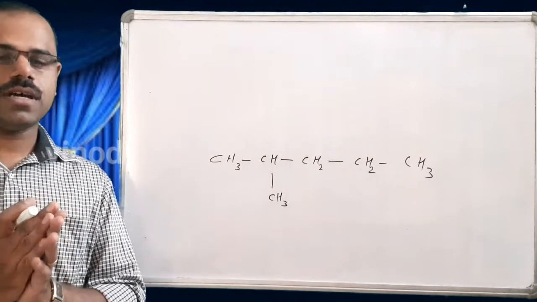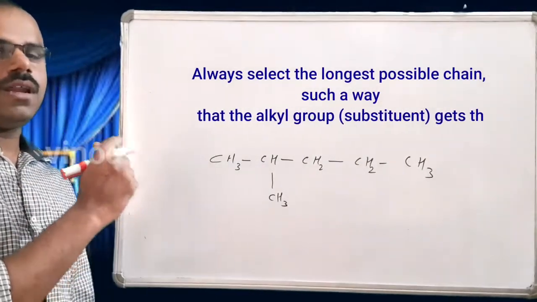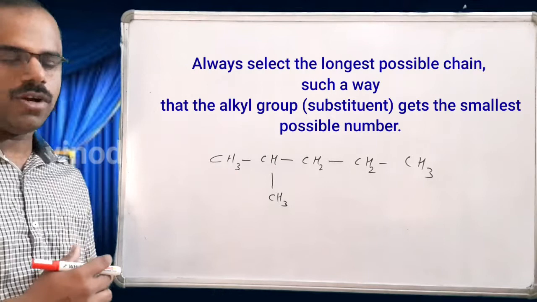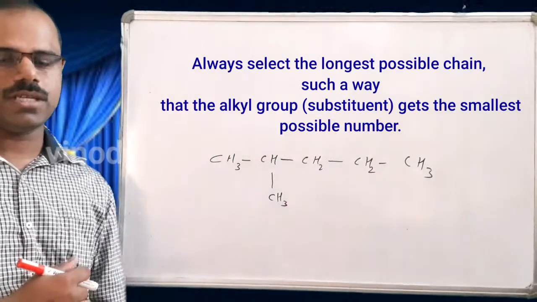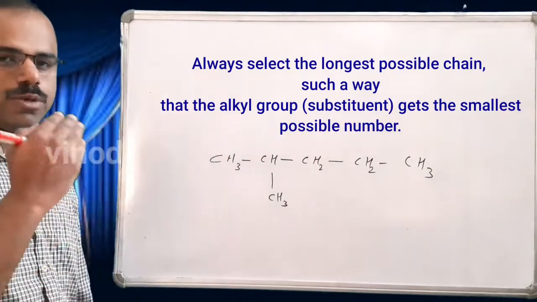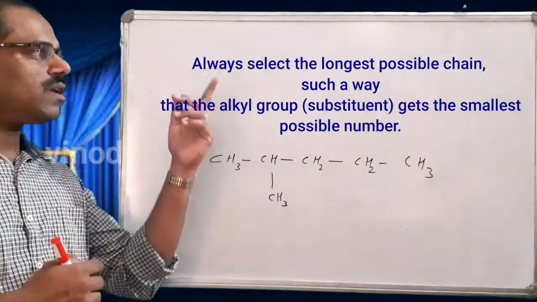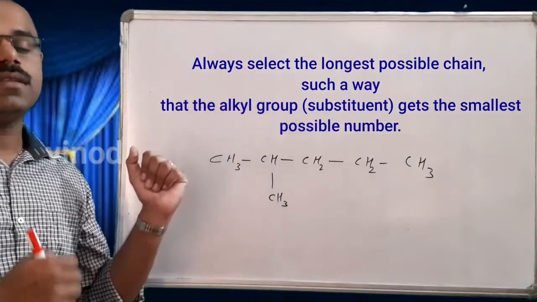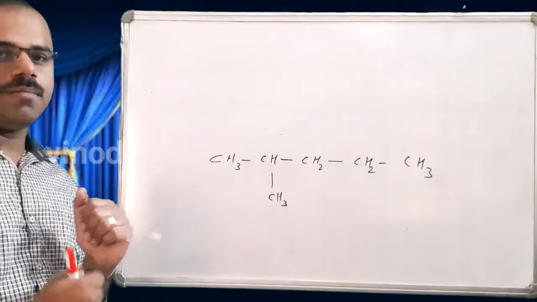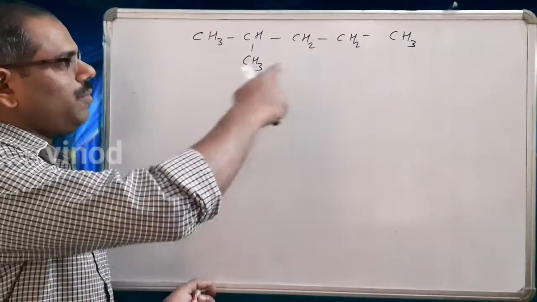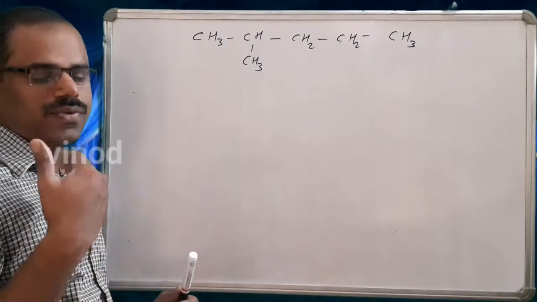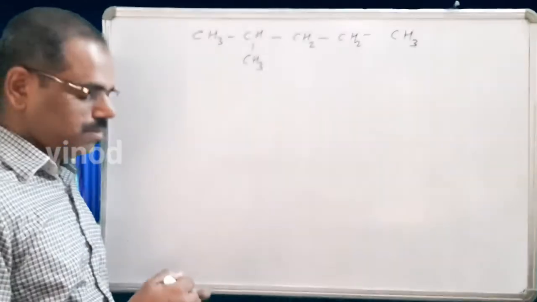The first rule is that always select the longest possible chain, in such a way that the substituent or the alkyl group gets the lowest possible number. See, how do we number? There are different methods of numbering. So which one is the correct method, that we are going to see today.